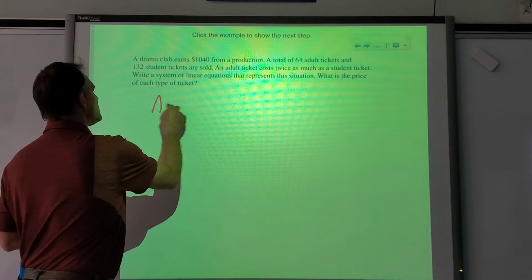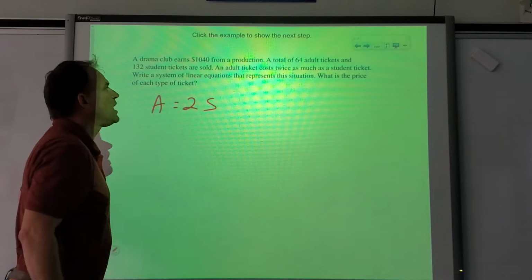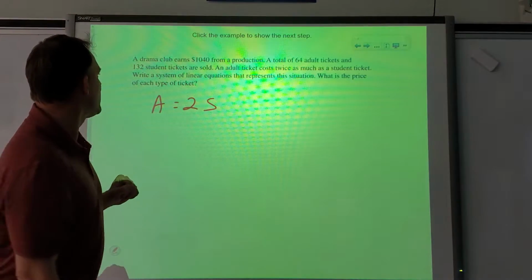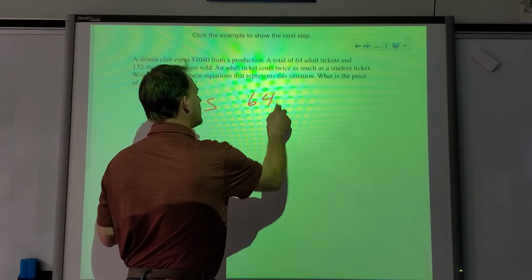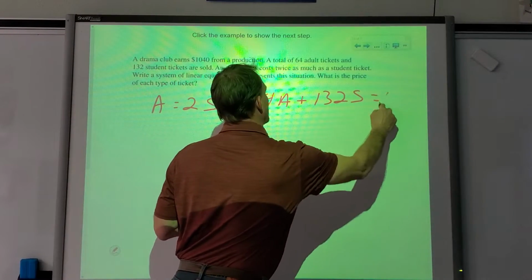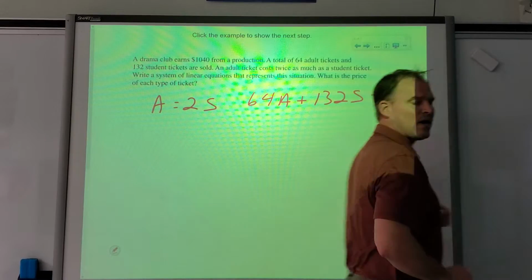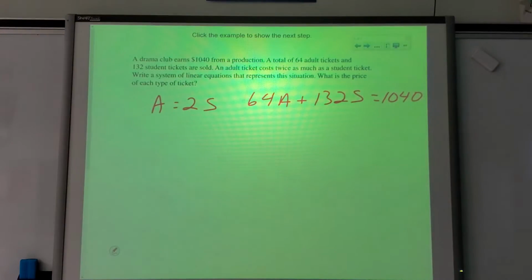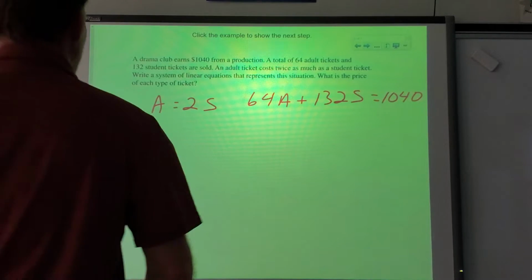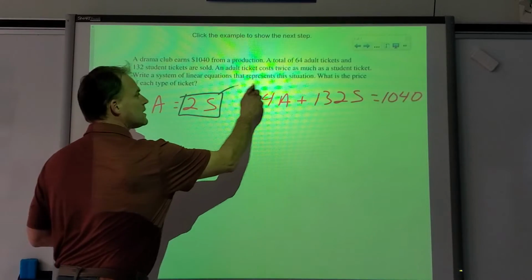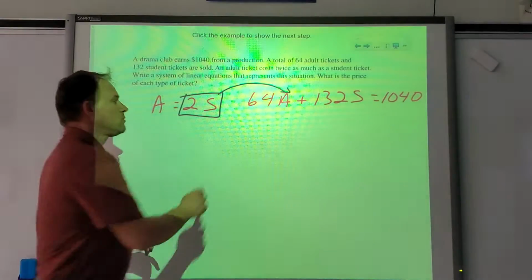An adult ticket costs twice as much as a student ticket. Okay, there's an equation we have. And I know that there were 64 adult, 132 student, and I made $1,040. Let me see if this is on the screen there. Can you read that? Cool. So I've got substitution. A equals 2S. Substitute.